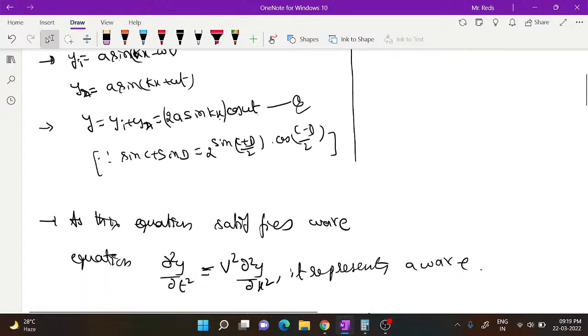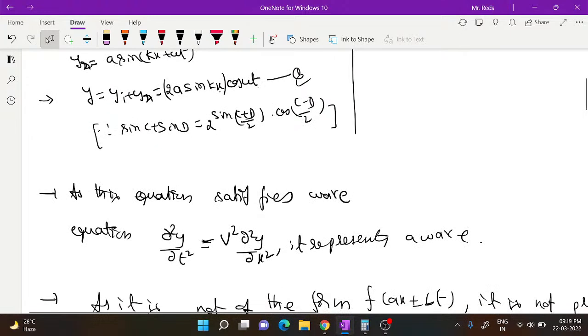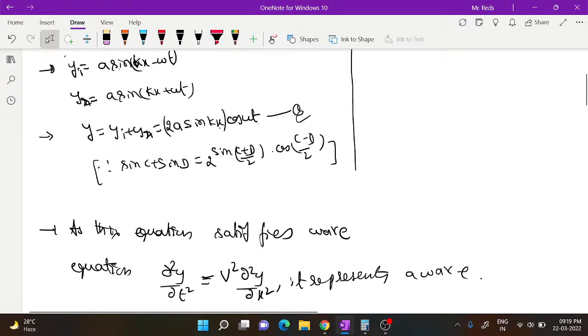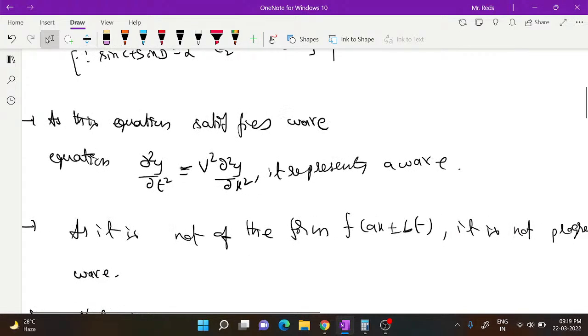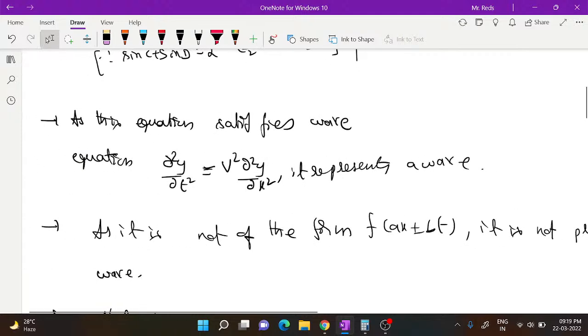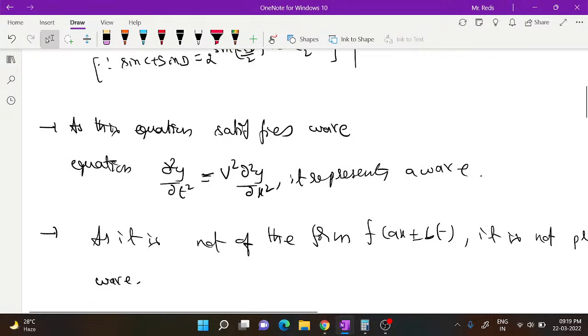If you observe, the two waves are of the form ax plus bt, so those two are progressive. But this is not in the form of a function of ax plus or minus bt. It is not a progressive wave, so you can conclude that it is a stationary wave. And whether it is a wave or not, if you want to verify, you have to use one condition: any equation which satisfies this condition will be called a wave.